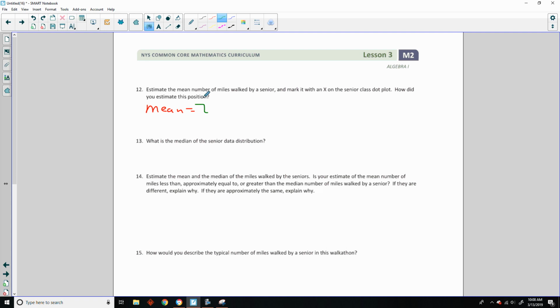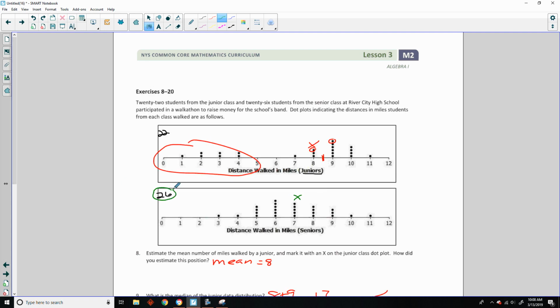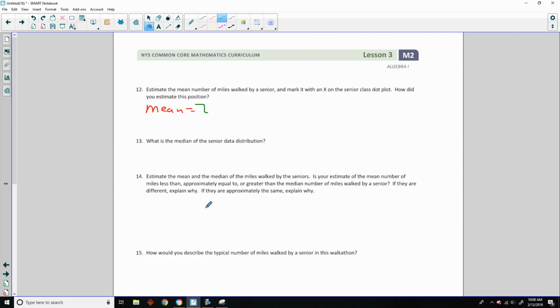And me explaining that verbally was how I estimated it. Number 13 says, what is the median of the senior data distribution? Remember, there were 26, so I've got to find the 13th and 14th and average them. So 1, 2, 3, 4, 5, 6, 7, 8, 9, 10, 11, 12, 13, and 14 are both 7. They're equal. So the median equals 7 plus 7 divided by 2, which is 14 divided by 2, which is obviously 7. So the median is 7 and the mean is 7 in my estimate.